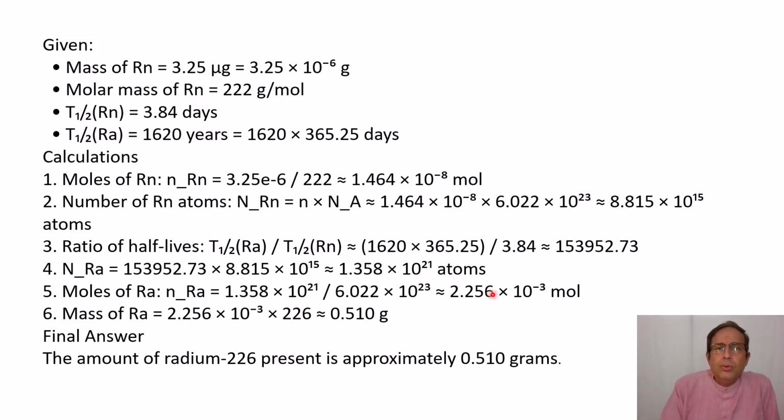Once you know the number of atoms, you can calculate the moles of radium by dividing by the Avogadro number. From the moles you can get the mass: multiply the moles by the atomic mass, and you get the mass of radium in grams, which turns out to be 0.510 grams. So the final answer is that the amount of radium-226 present is approximately equal to 0.510 grams.